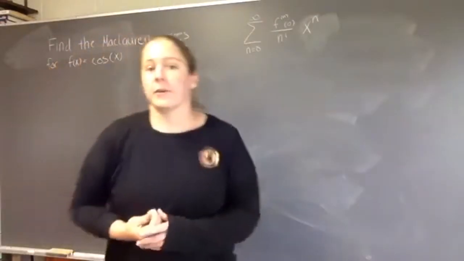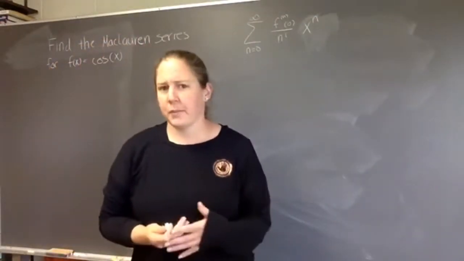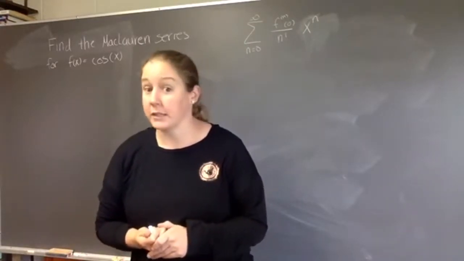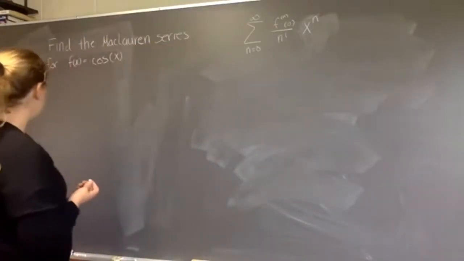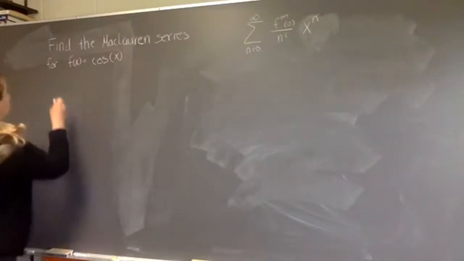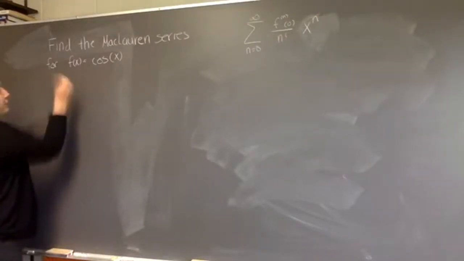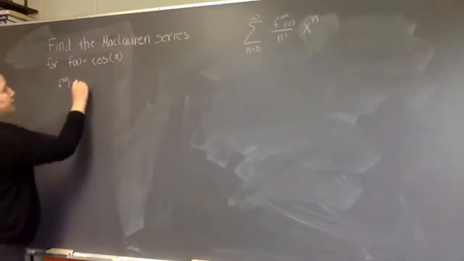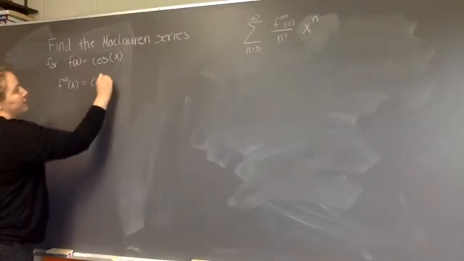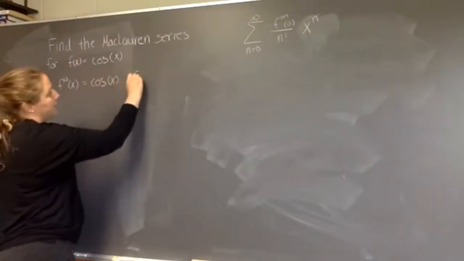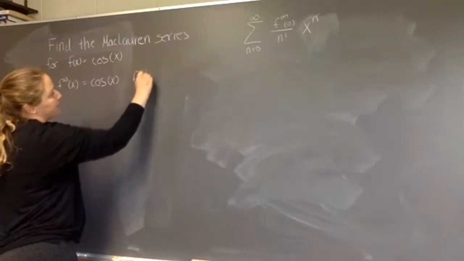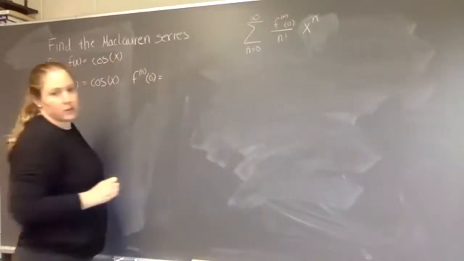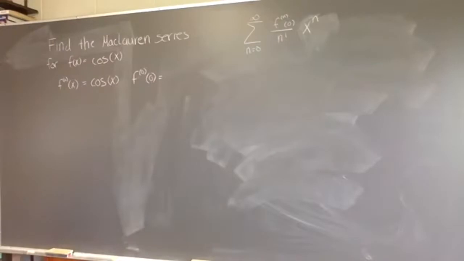So the first thing that we do when we're trying to derive one of these series is we want to look for a pattern, if possible, for what the terms of the series are going to look like. So we're going to take cosine and find its derivatives. The 0th derivative just means the regular function without any derivatives at all. So the 0th derivative is cosine of x. And then if we evaluate at 0, because we're doing the Maclaurin series, this is cosine of 0, which is 1.